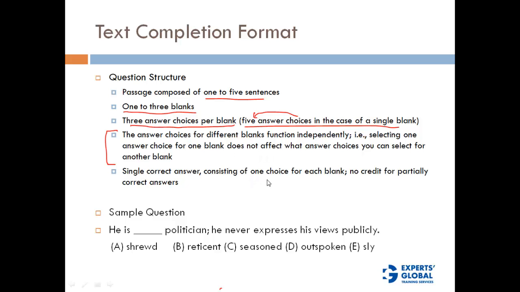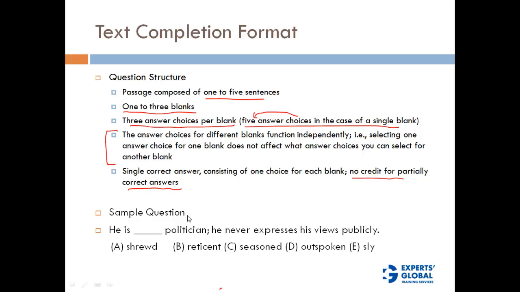And one thing that you need to remember is that there is no credit for partially correct answers. So if you choose the correct answer for one blank, but you don't choose the correct answer for the second blank, you don't get any point on the GRE.